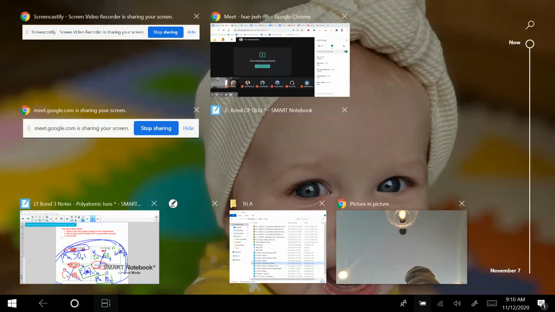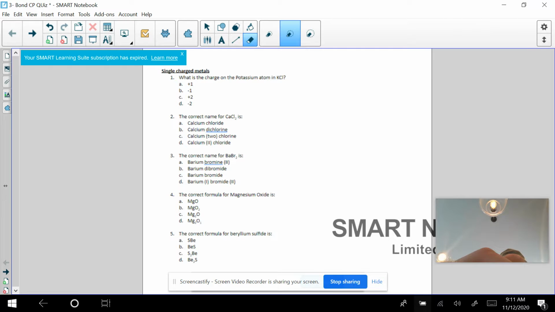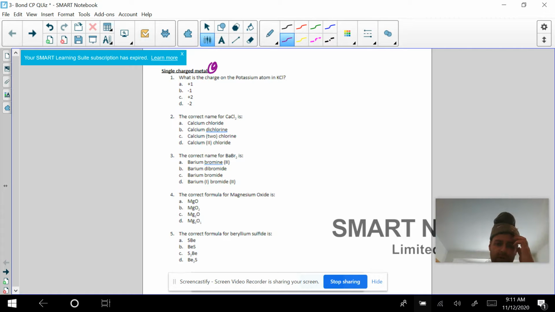Here we go. Okay, so the first thing that's super important is this: the sections that are single charged metals and multi-charged metals. All right, so we sectioned it up, and when we sectioned it up, here's kind of what we said. Single charged metals, you just write them out. You can always find the charge on the periodic table.